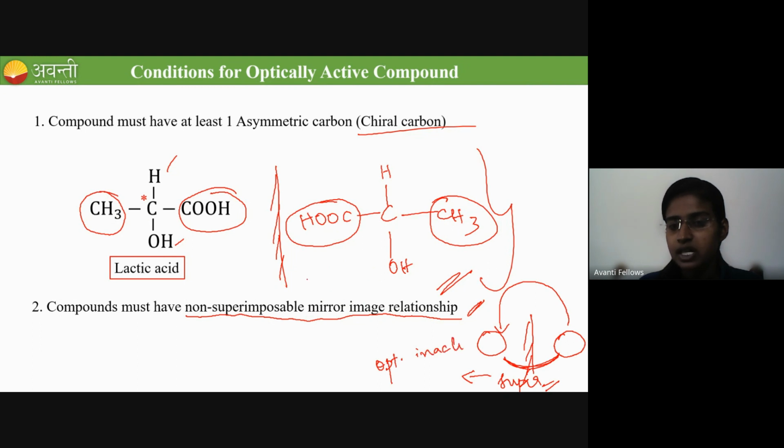But when I take my hand and take the mirror image of that and try to superimpose it, it is not getting superimposed because of these two fingers. So my hand has an optically active relationship. It has a non-superimposable mirror image relationship. So is this clear, or do you still have doubt?